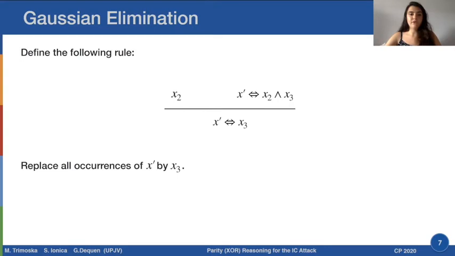We have found a way to fix this in our solver. We have just defined the following rule, which seems very straightforward. However, it is not implemented in SAT solvers due to the form. So anytime we set a variable to 1, we verify if we have the following rule, and if we do so, we replace all occurrences of x prime in this case by the variable x3.